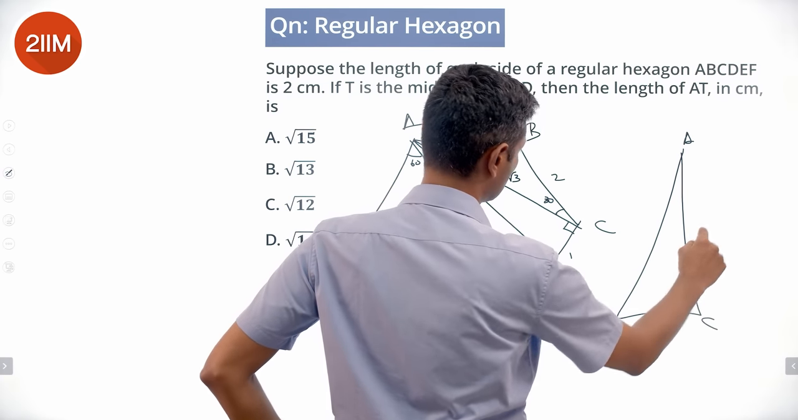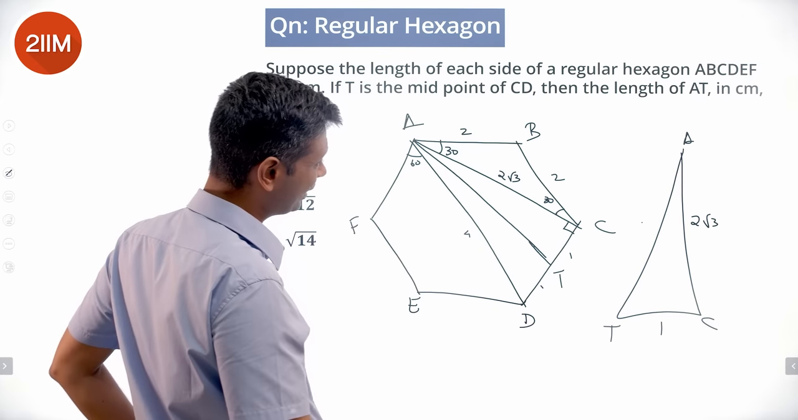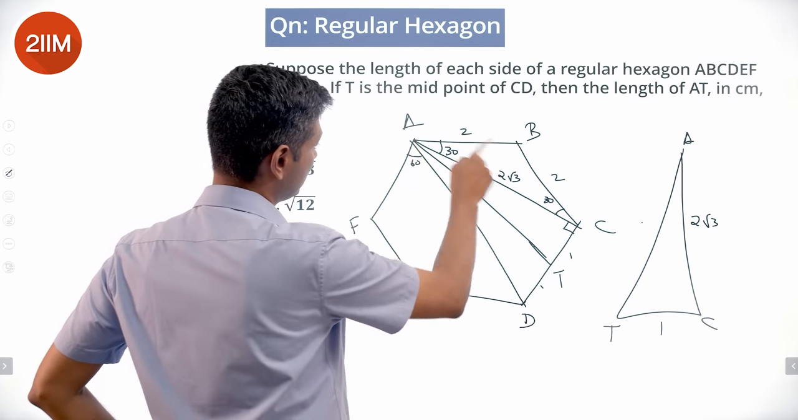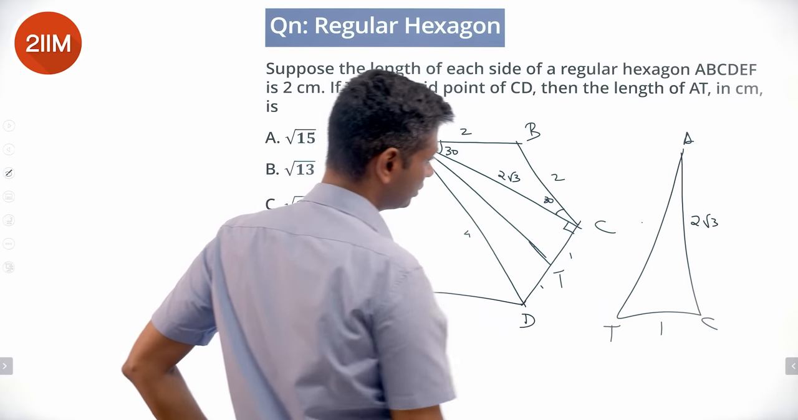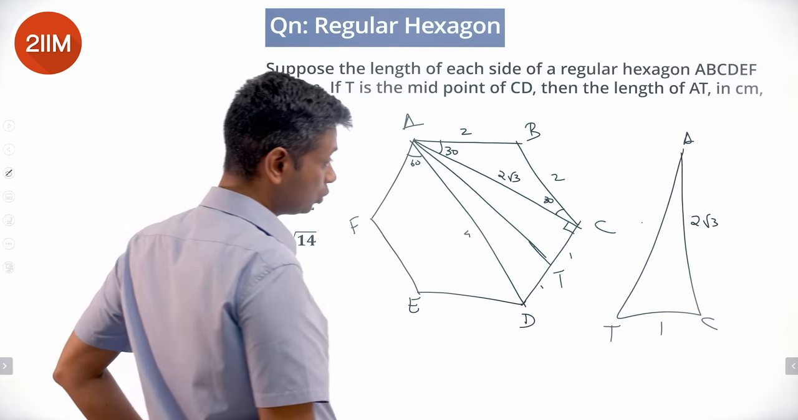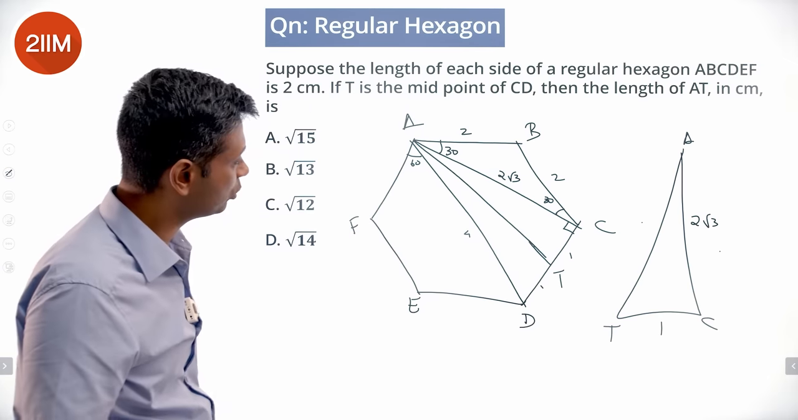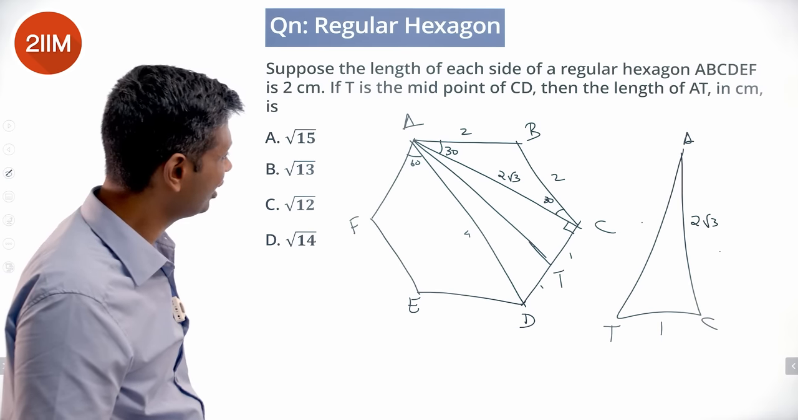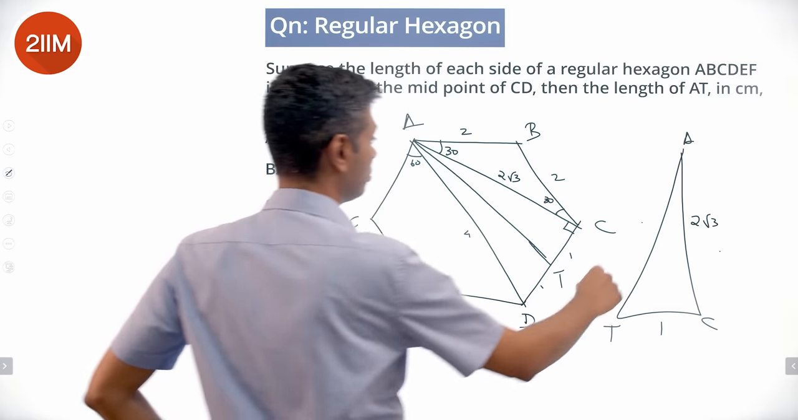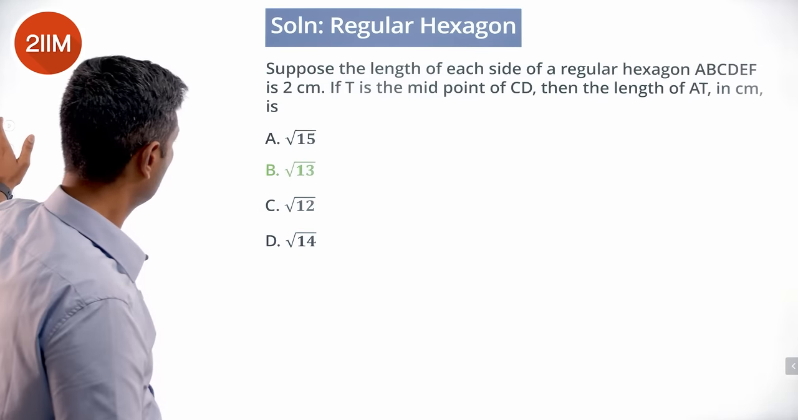This is 1. This is 2 root 3. Perhaps we can find AT, because 120 degrees is the internal angle. This is 30, 30, 120, 30, 90. So 2 root 3 whole square, 3 into 2, 12. 12 plus 1 square adds up to 13. This is a hypotenuse, 1, 1. So square root of 13 should work. Let me just check that. Perfect.